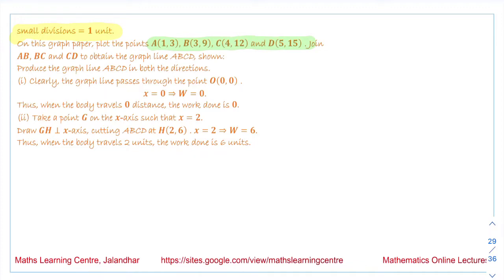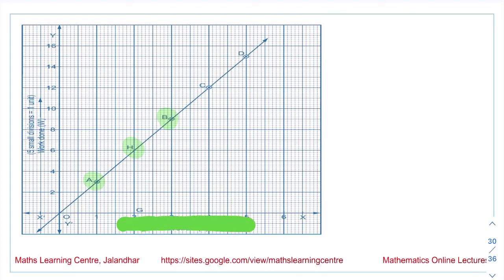So when we plot these points on the graph, we obtain the graph in this form. On the x-axis we are saying 10 small divisions is equal to 1 unit, and basically it is for the distance traveled. On the y-axis we are representing the work done, and 5 small divisions represent 1 unit. We have plotted these points on the graph. The points that are given to us, that is 1, 3 we have plotted, 3, 9 we have plotted, 4, 12 and 5, 15. These are the points represented over here.